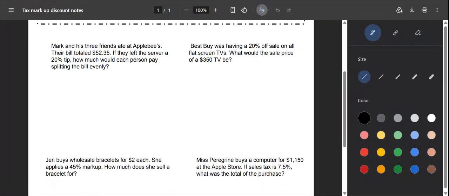So we see here we've got Mark and his 3 friends. They ate at Applebee's. Their bill totaled $52.35. They left the server a 20% tip. How much money would each person pay splitting the bill evenly?